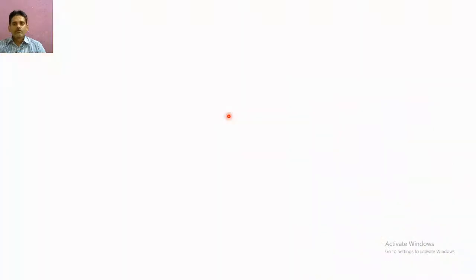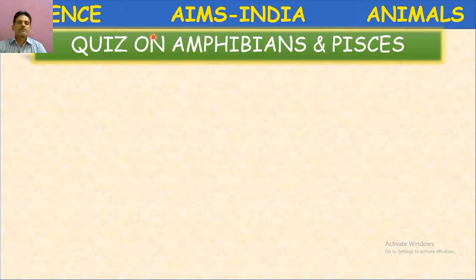So let us test ourselves on what we have understood in this lesson, amphibians and fishes. Before going to the quiz, briefly I will review. Amphibians are the animals which live both on land and in water. Fishes are purely aquatic, living only in water. There are two types of amphibians: tailed amphibians and without tail. Tailed amphibians, salamander; without tail, frogs. Fishes are also two types: cartilaginous fishes and bony fishes. Cartilaginous fishes, one example? Shark. Then bony fish, carps.